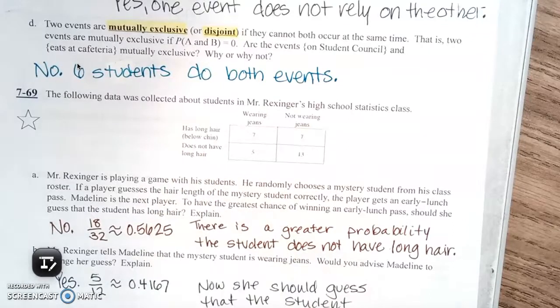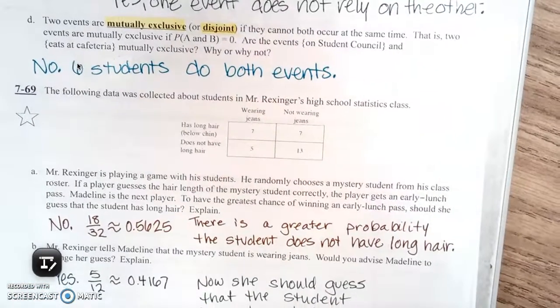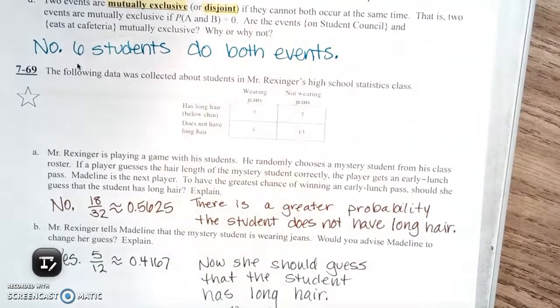Okay? Question A says, Mr. Rexinger is playing a game with his students. He randomly chooses a mystery student from his class roster. If a player guesses the hair length of the mystery student correctly, the player gets an early lunch pass. Sweet. Madeline is the next player. To have the greatest chance of winning an early lunch pass, should she guess that the student has long hair?